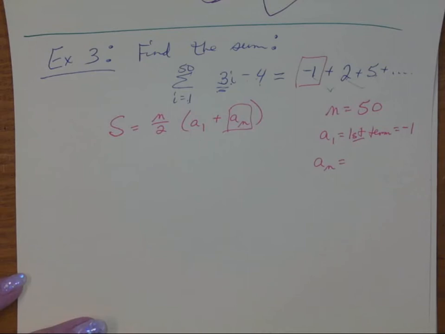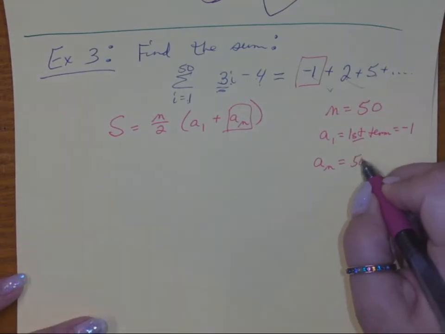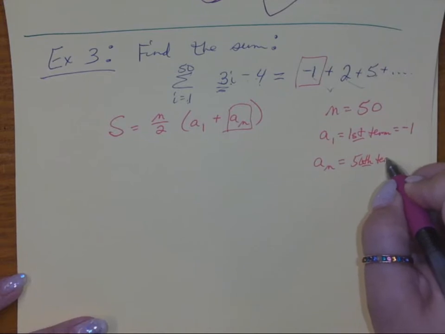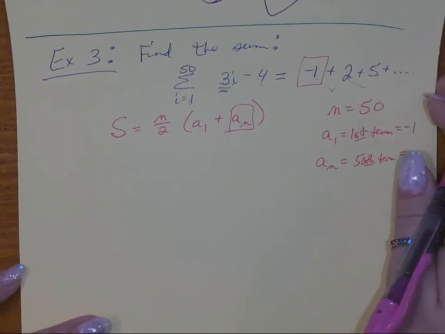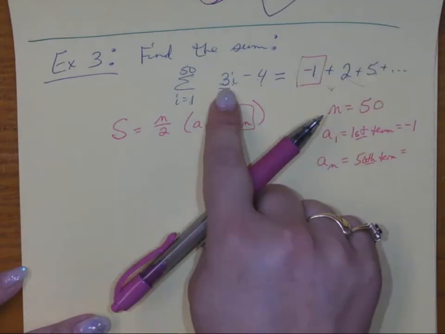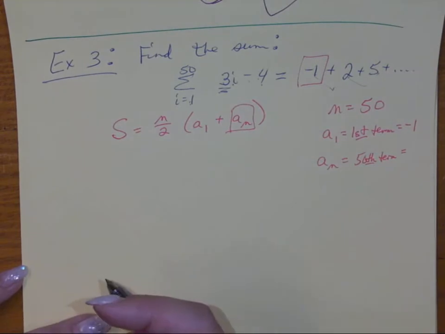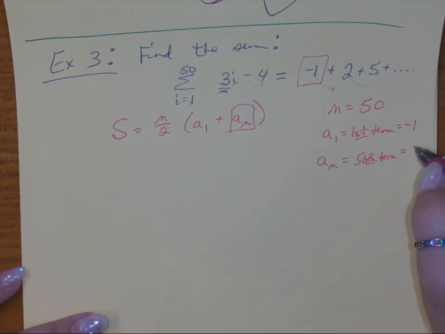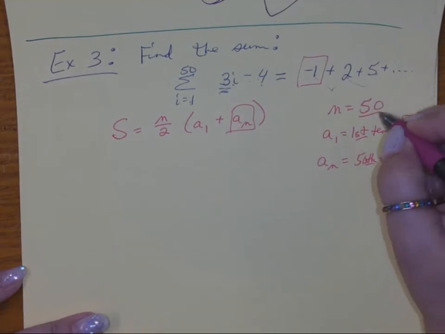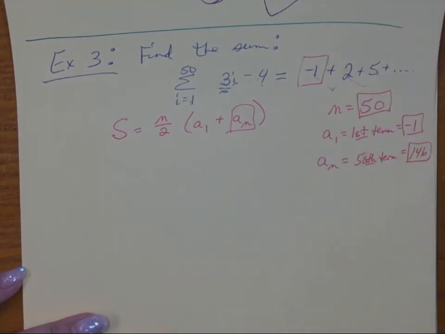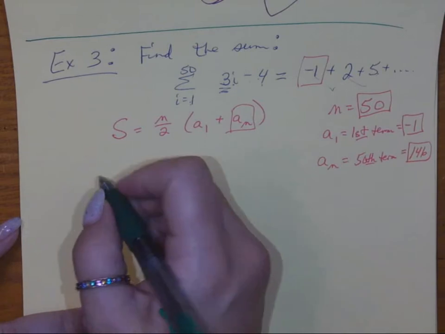So I've got all of those. I just need to figure out what's the 50th term, right? So I may or may not want to actually figure that out. 50 times 3 is 150 minus 4. It's not too terribly bad. 146. If I can't come up with it, then I'll stick it on my calculator and figure it out. But those are the 3 things I need for this formula, so here we go.